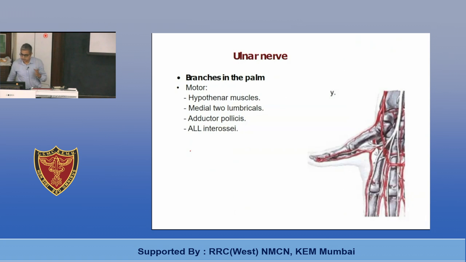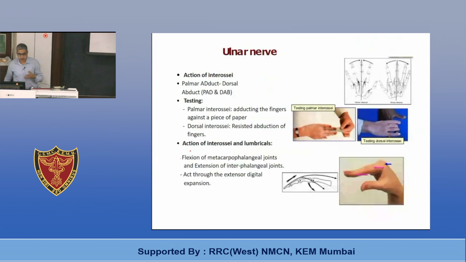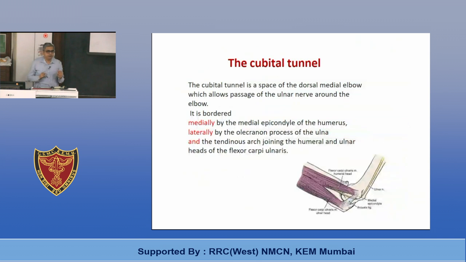Then this is already covered. Pad and dab, I told you. Where can it be injured now? The one I told you, tardy ulnar palsy. Another is the cubital tunnel. How is the cubital tunnel formed?